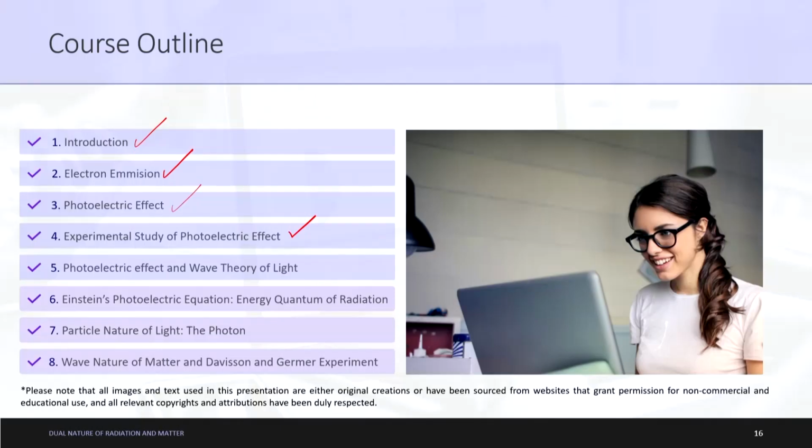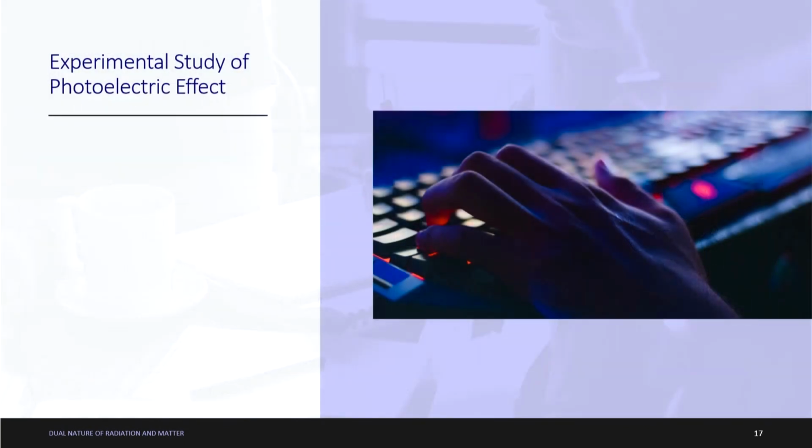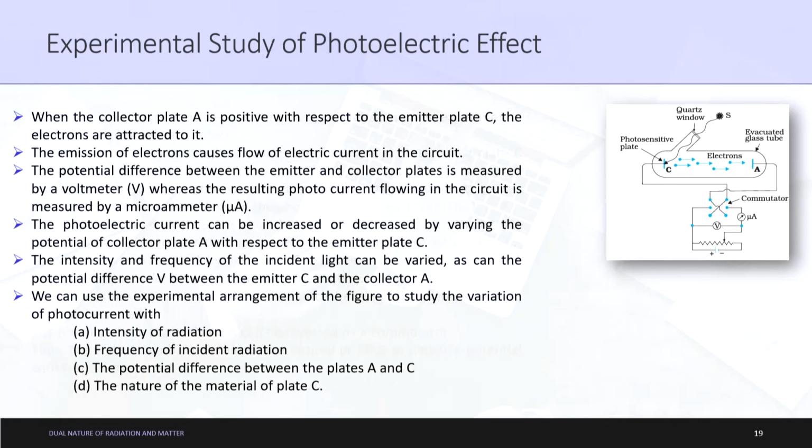Okay. So let me start our discussion directly about the experimental study. 2-3 points are being left, and then we can start with the first point. So experimental study of photoelectric effect. Till this point we have understood that there can be 3-4 variations. First variation in the experimental arrangement is the intensity of radiation. Second is the frequency of incident radiation. Third is the potential difference between the plates A and C, and fourth is the nature of the material of plate C. Okay. Let us move on.